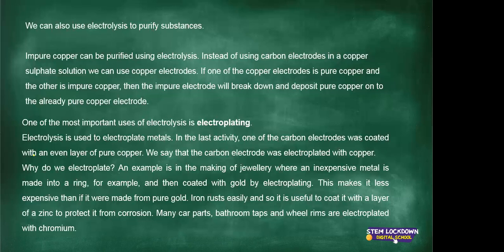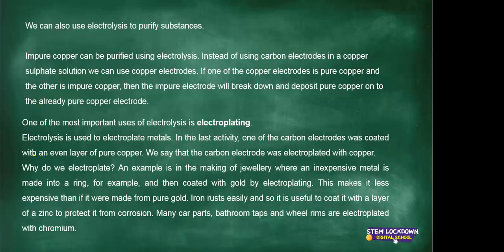And why do we electroplate? Basically, an example is the making of jewelry where inexpensive material is made into a ring. For example, when we coat the gold by electroplating. So now it's not really gold. We are just taking another substance and we're coating it over with gold because gold is expensive to buy and lots of people like to wear gold. So they would rather buy the electroplated gold because it's much cheaper. Okay, so it makes it less expensive for people to wear and to buy.